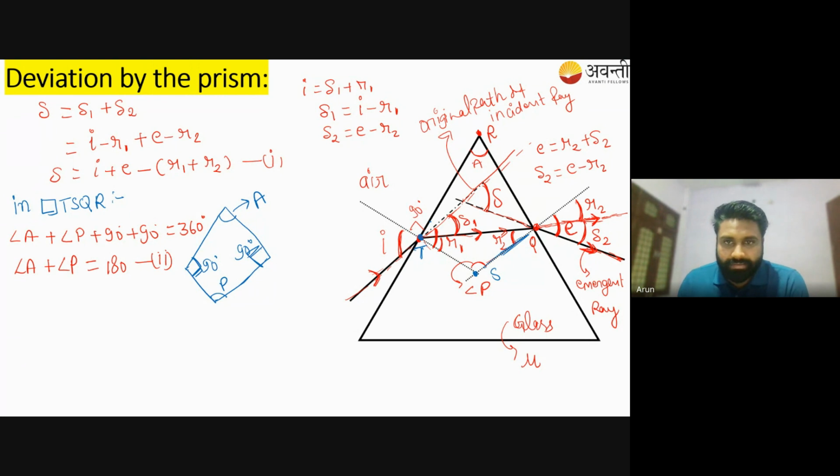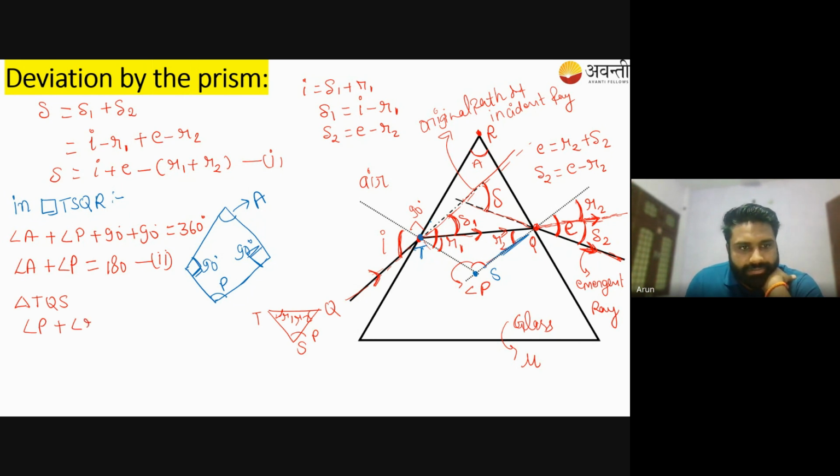Now, if you consider the triangle TSQ, this is T, this is S, and this is Q. This angle is R1, this is R2, and this is angle P. So in triangle TQS, angle P plus angle R1 plus angle R2 is 180, since the summation of all angles in a triangle is 180.